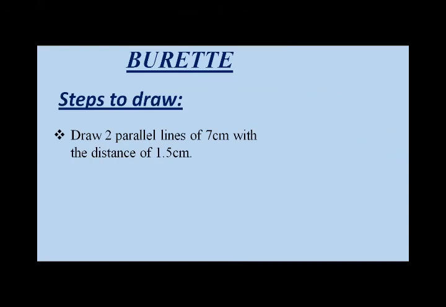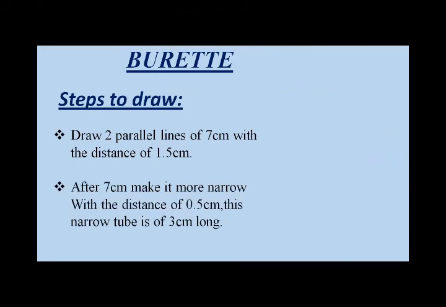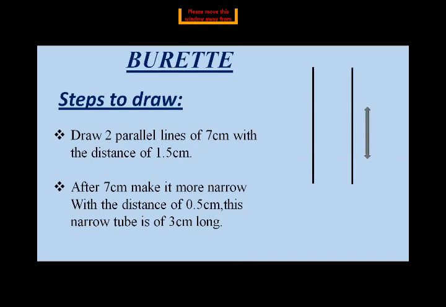Draw two parallel lines of 7 centimeter with a distance of 1.5 like this. After 7 centimeter, make it more narrow with the distance of 0.5 centimeter. This narrow tube is 3 centimeter long. Observe these two lines. These are the 7 centimeter lines, and the distance between the two lines is 1.5 centimeter. And then you will draw narrow lines. These lines are 3 centimeter, and the distance between the two lines is 0.5 centimeter.